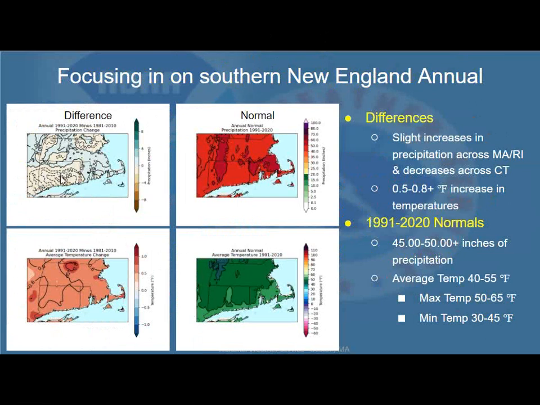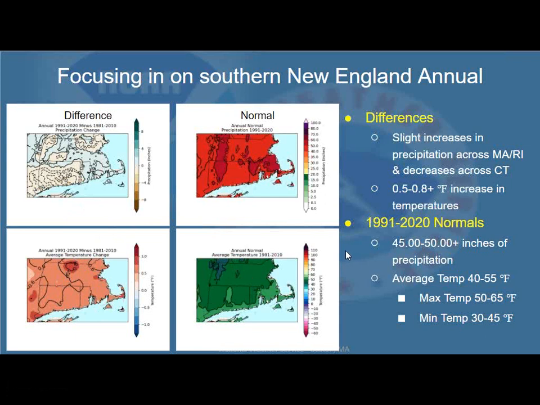When it comes to temperatures, there's been a half degree to 0.8 of a degree increase, and you can see that the warmest is in north central Massachusetts. Another way to look at it is looking at that loop of the images. You can see that the warmer temperatures are spreading further north, and you'll see that on the next couple slides as well.